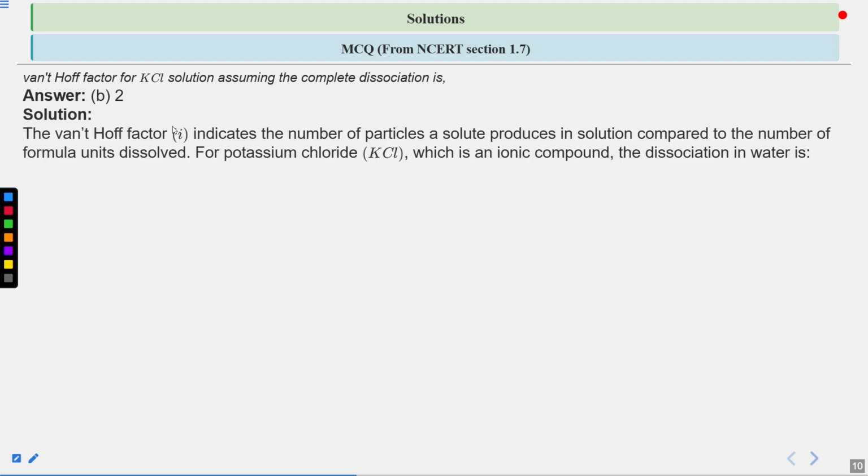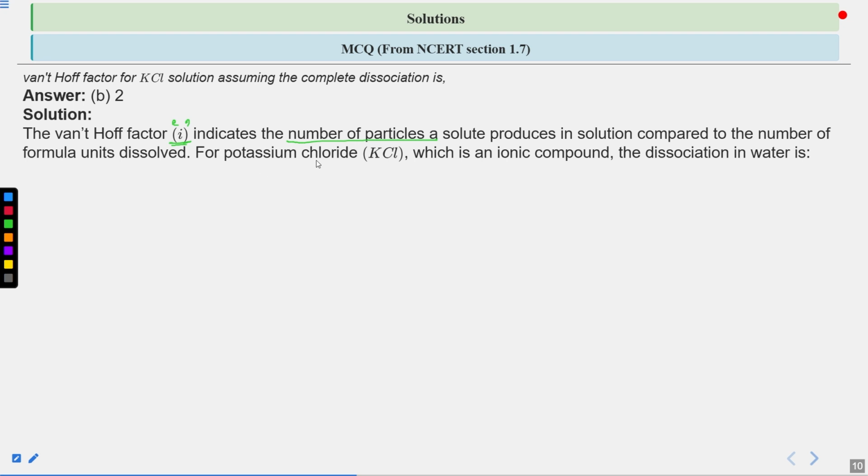The van't Hoff factor, which we represent by small i, indicates the number of particles a solute produces in the solution compared to the number of formula units which will be dissolved in the solution.